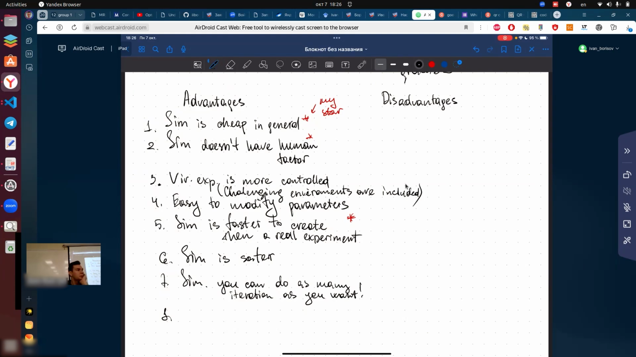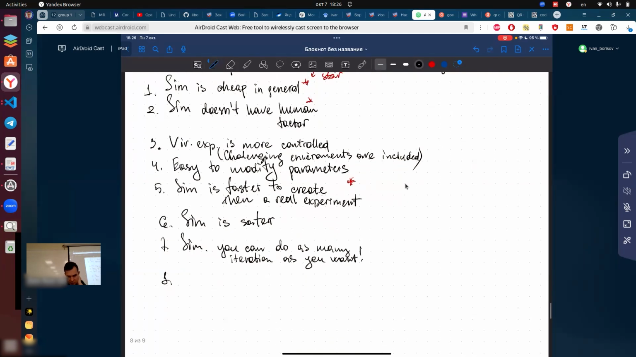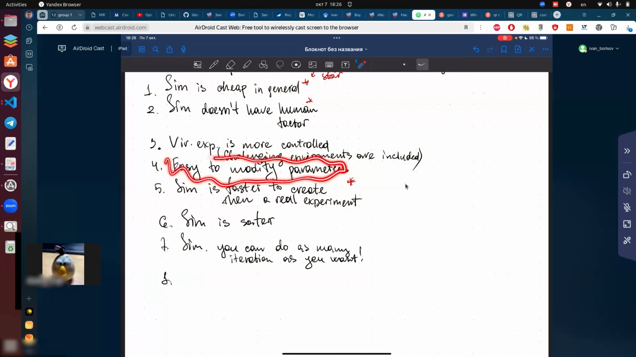Something else specific? Guys in Zoom, do you have something to add? Run a lot of experiments by changing parameters. Here, when we say the virtual experiment is more controlled, we mean that we can change any parameters and see how everything is interconnected. So point number 4, modify parameters.